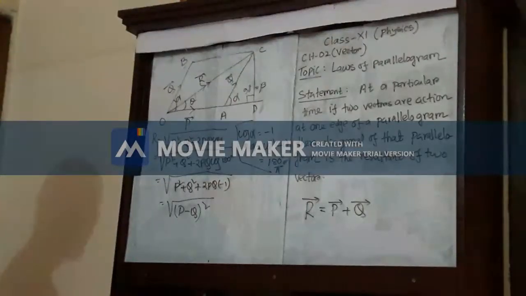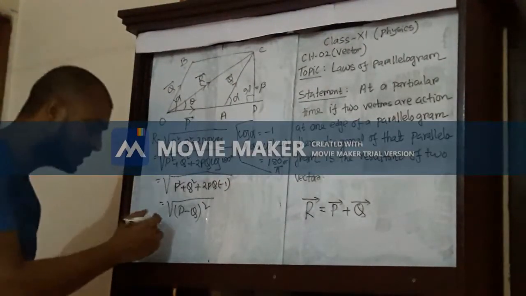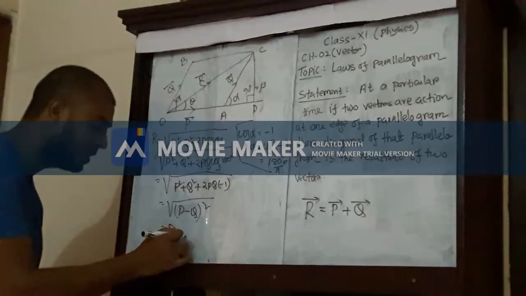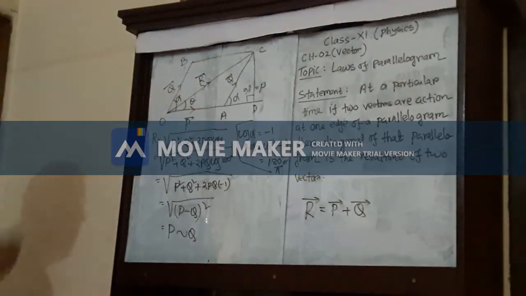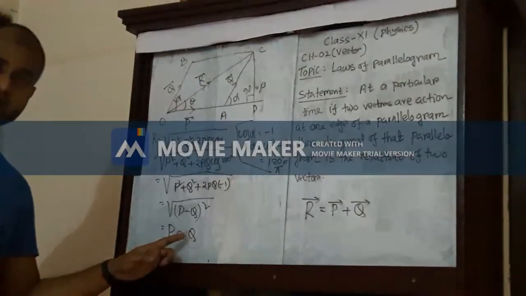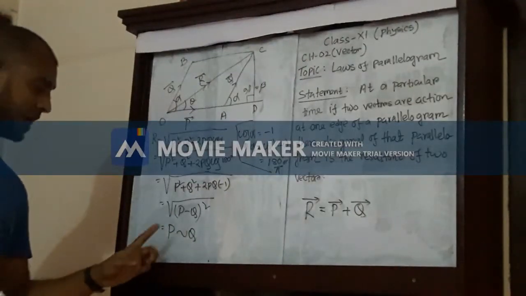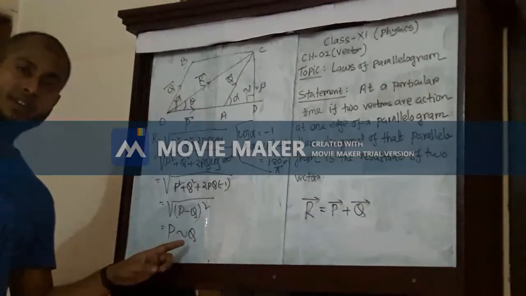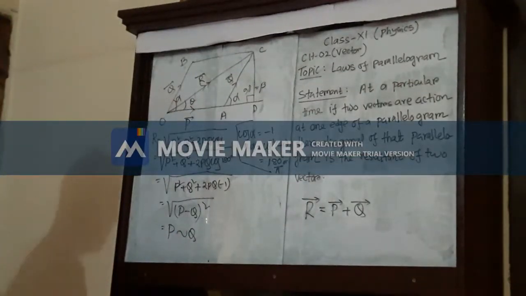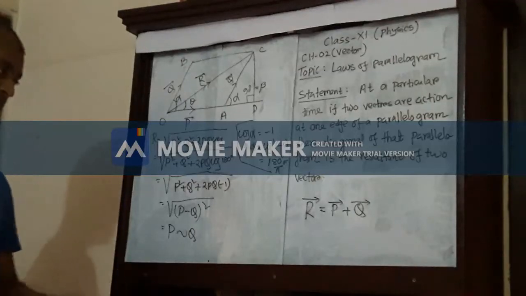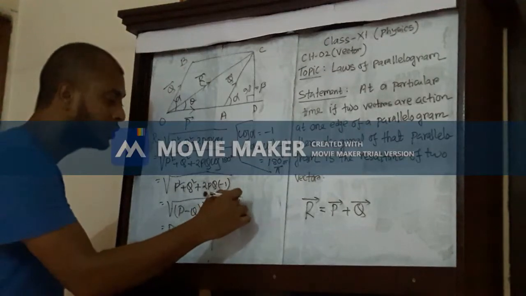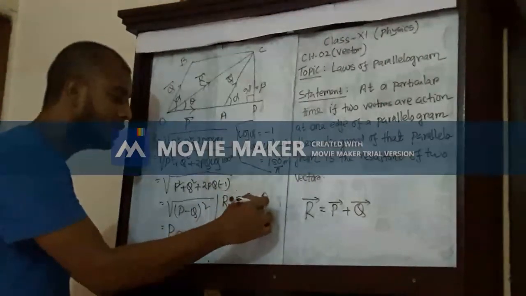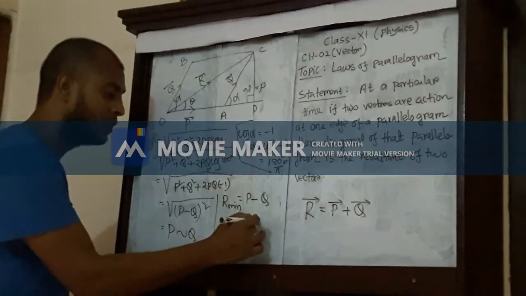So when P is greater than Q, you can say here the resultant is the difference of P and Q. Why do I write this difference? Because, boys and girls, in this segment, if P is greater than Q, then the result becomes P minus Q. If Q is greater than P, then the result becomes Q minus P. So in short, you can say R minimum should be P minus Q or Q minus P.